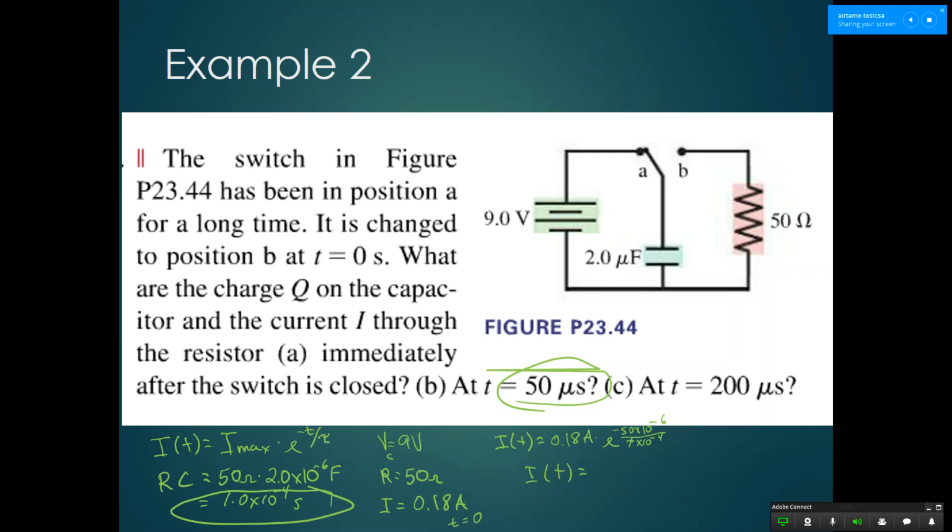Do I have two variables? It's e to the power of 50 microseconds divided by, is that 100 microseconds? Can someone give me an answer? 1.65? It should be less than 0.18, ideally. How much? 0.11. Units? Amps.